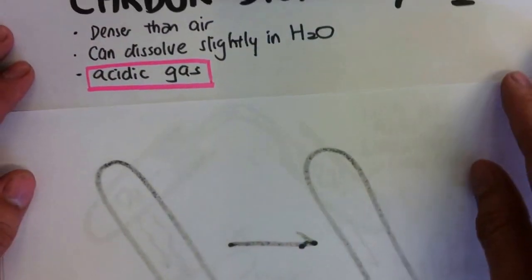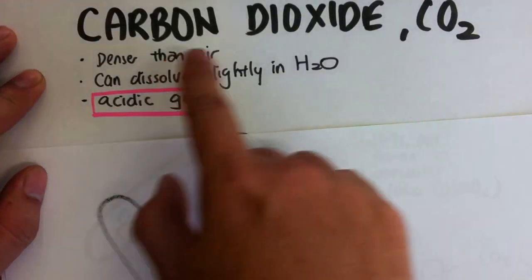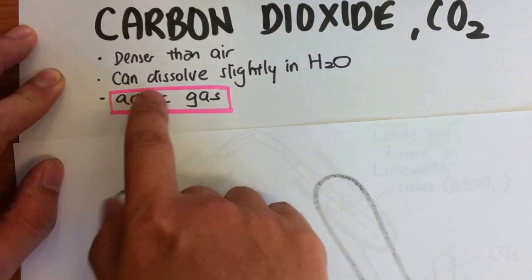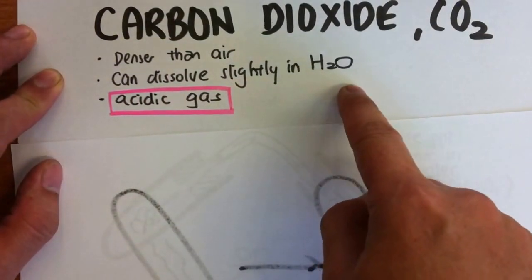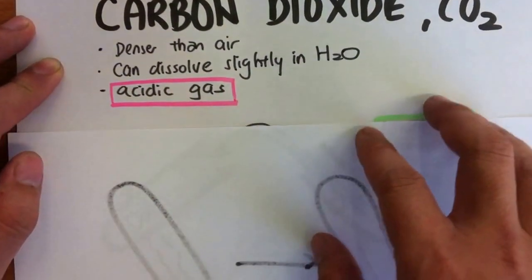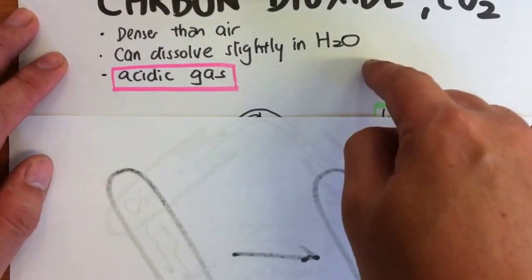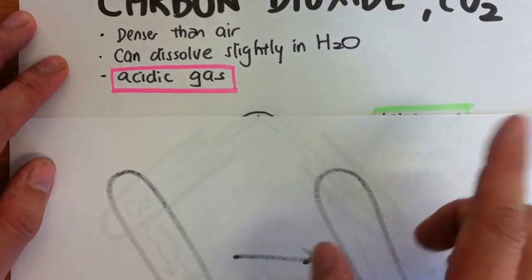And the last gas that we need to learn is carbon dioxide. Carbon dioxide gas is denser than air, heavier, dissolves slightly in water. It's an acidic gas. So carbon dioxide is always used in carbonated drinks. In Coca-Cola, 7-Up, you have carbonation.